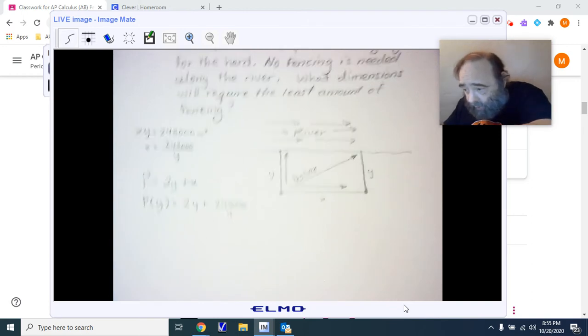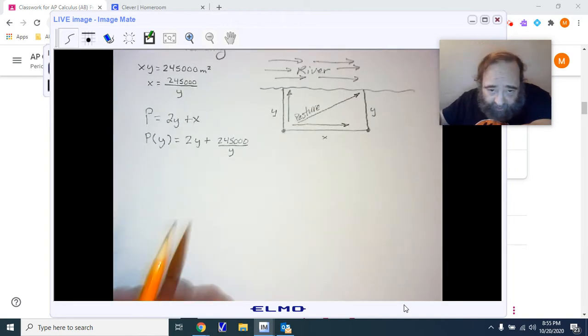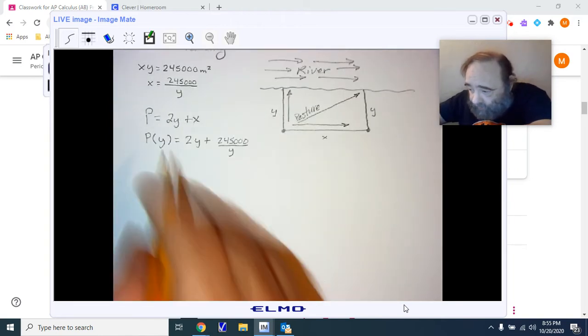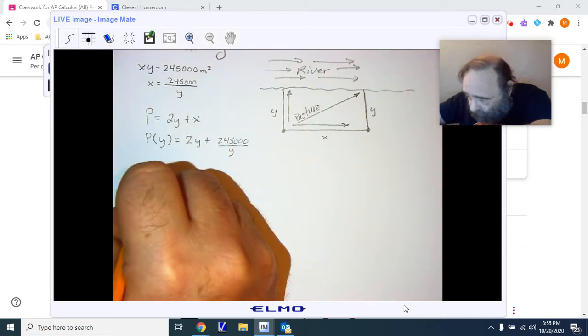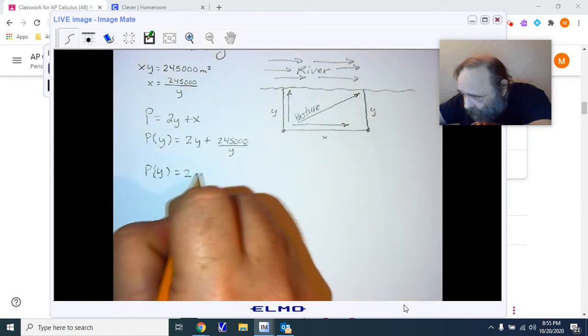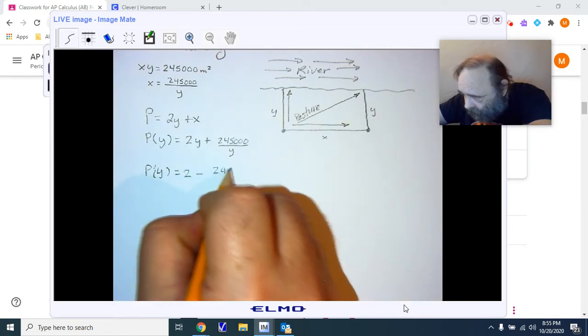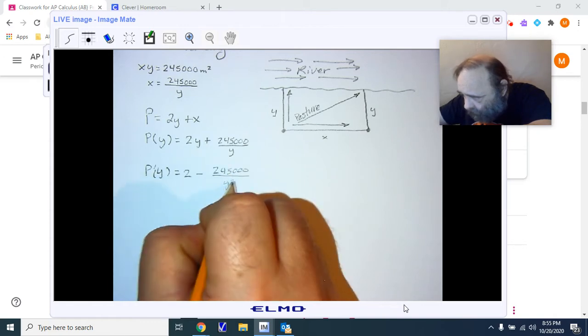Now, we already know in order to take our derivative, we're going to use the general power rule, and we're going to call that y to the negative first. So when we find our y prime, or p prime of y, we have 2 minus 245,000 divided by y squared.